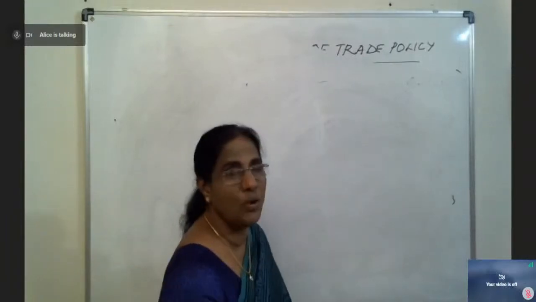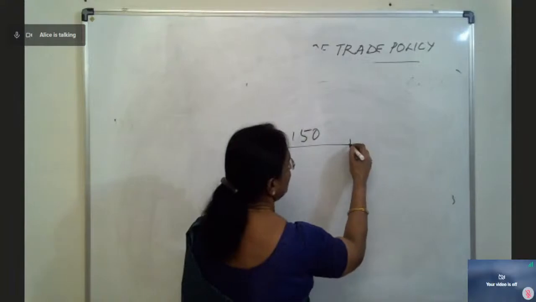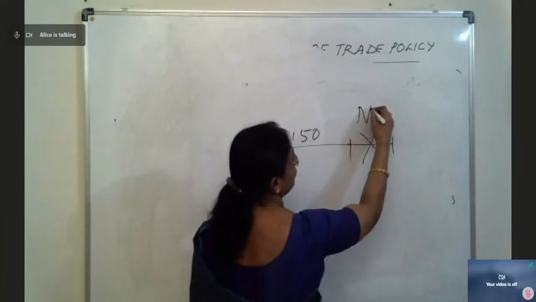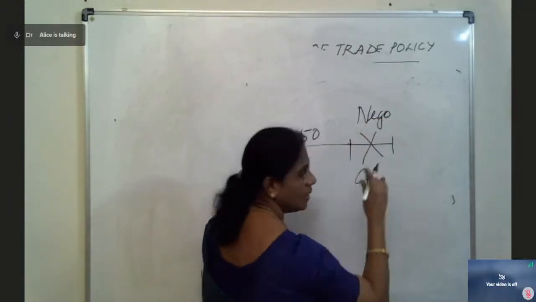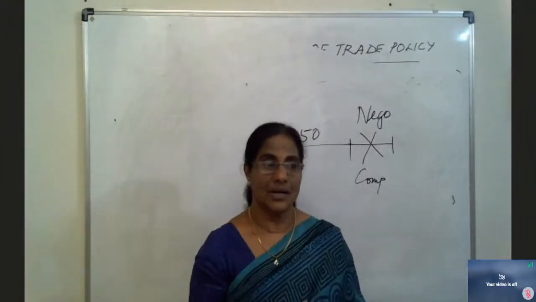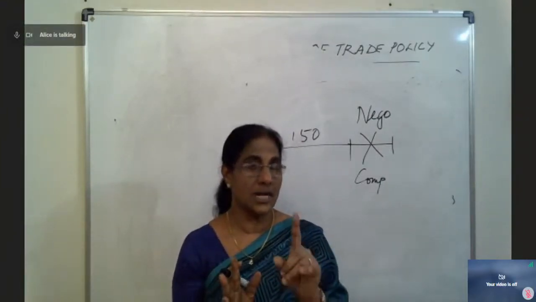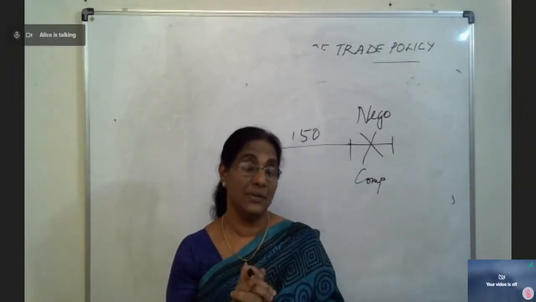So what is the meaning of bound tariff? You bind the tariff at a particular level. You can't go beyond. If you go beyond, you have to negotiate and then compensate for the loss. Is it clear? And so it is transparent. What is the transparency and predictability? It is written in your book. If it is not written, please write.